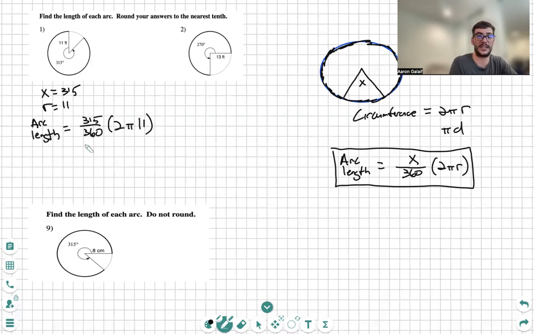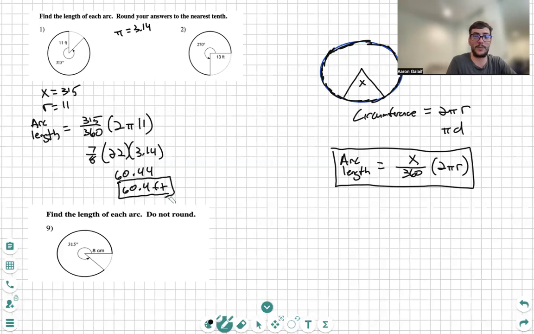315 over 360 will simplify to 7 over 8. 2 times 11 is 22. We're going to round to the nearest tenth, and we're going to use 3.14 for pi. That's what we're going to use for simplicity. So we have 7 over 8 times 22 times 3.14. Plug that in a calculator, and we get 60.44. Round to the nearest tenth, 60.4. And this will just be feet.